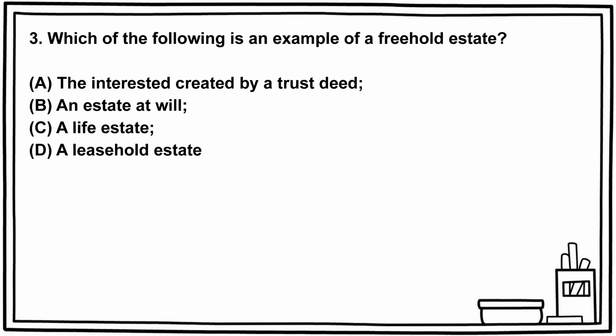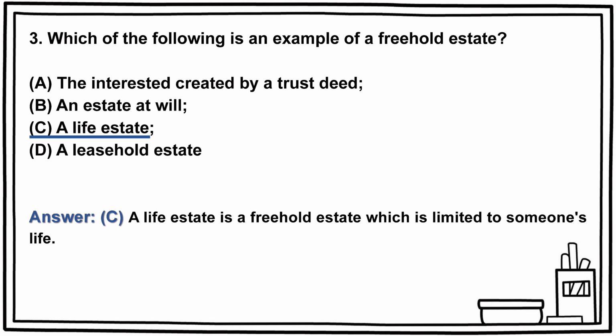3. Which of the following is an example of a freehold estate? A. The interest created by a trust deed. B. An estate at will. C. A life estate. D. A leasehold estate. Answer: C. A life estate is a freehold estate which is limited to someone's life.